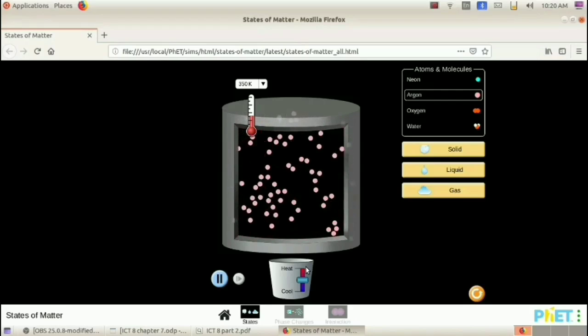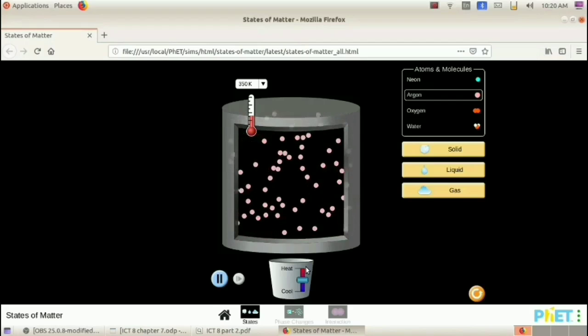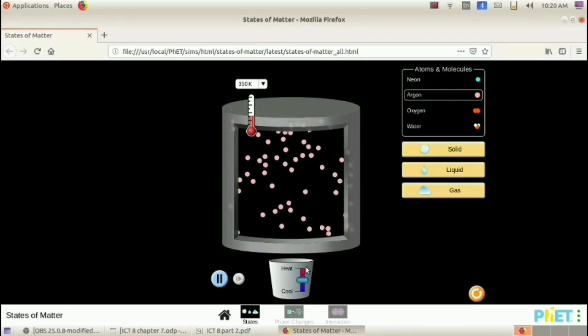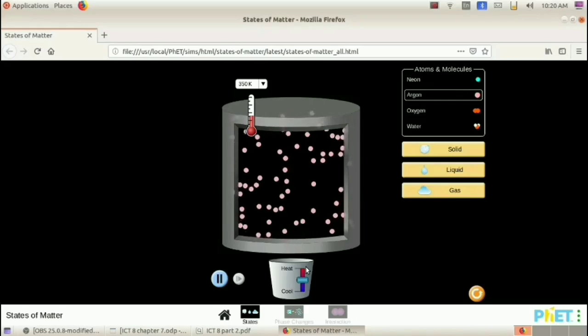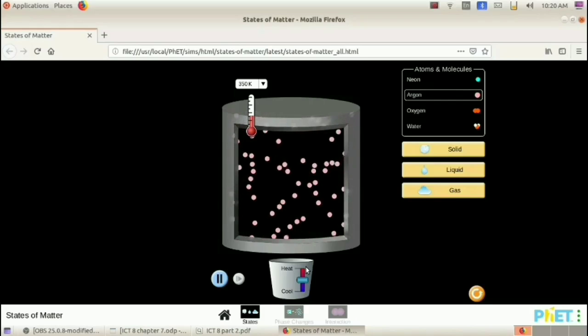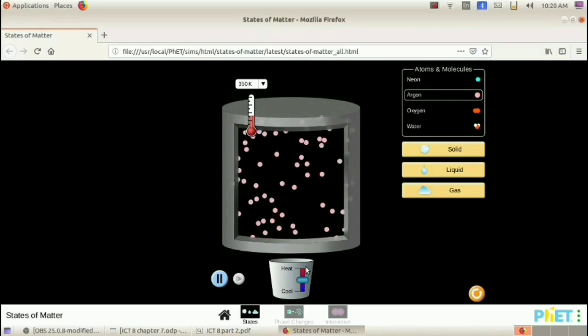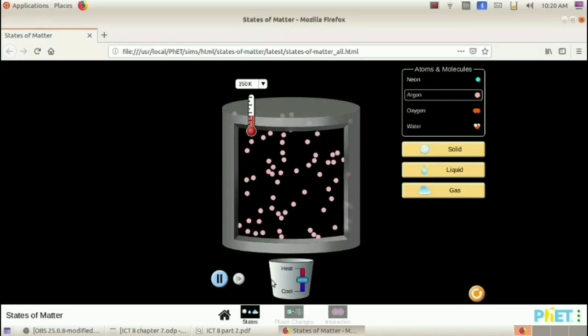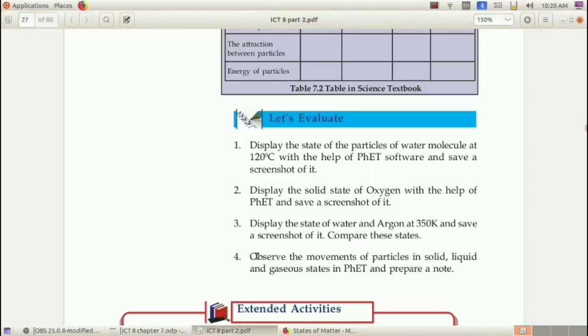But in the case of argon at 350 Kelvin, the atoms are very loosely packed, they have high energy and they are moving far apart, and the distance between the particles is very large. So that was our third question. Now let's move on to the fourth question. Observe the movements of particles in solid, liquid and gaseous states in PhET and prepare a note.